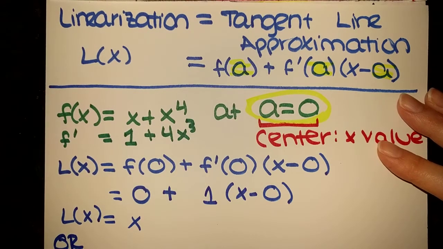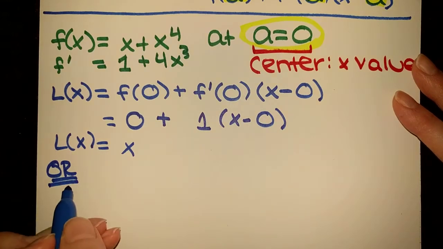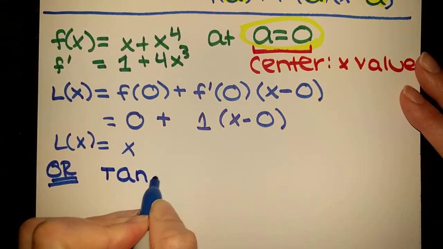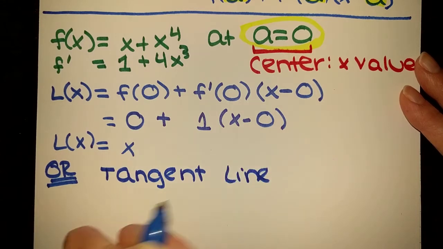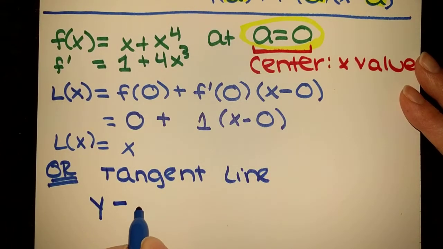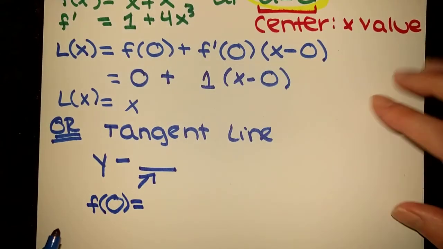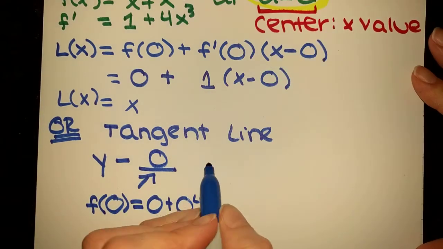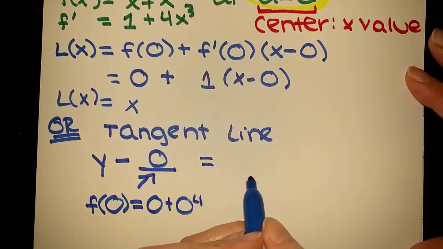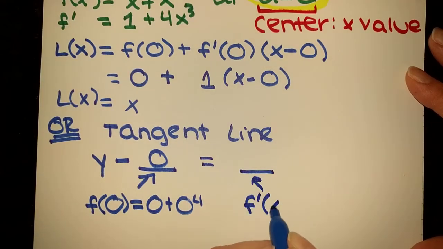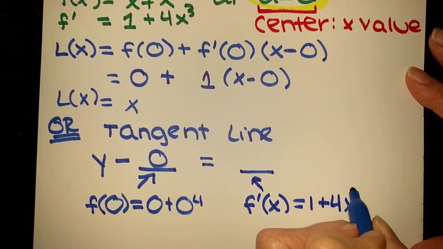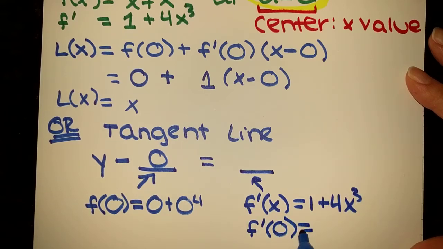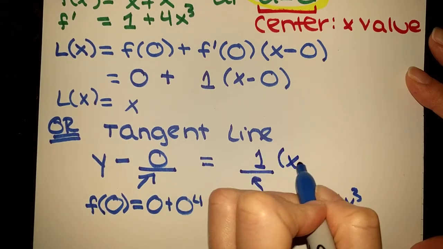The other way that you can find the linearization is to think about it in the context of the tangent line approximation. So you could go through and find your tangent line. Remember that we have y minus our y1 coordinate, and to get our y1 we plug the center into our original function. So you would have 0 plus 0 to the fourth, and that would give you 0 for the y1 coordinate. Equals, and then we have our f prime of x. We got f prime of x as 1 plus 4x to the third, so f prime of 0 will just be 1, and then times x minus 0.